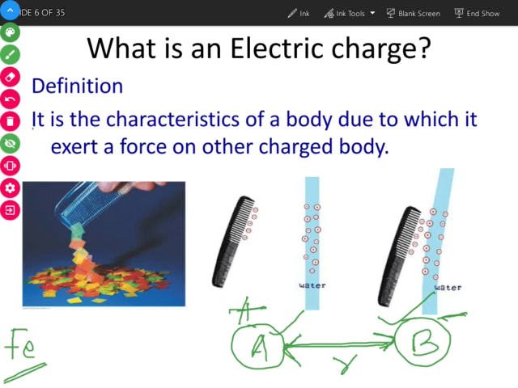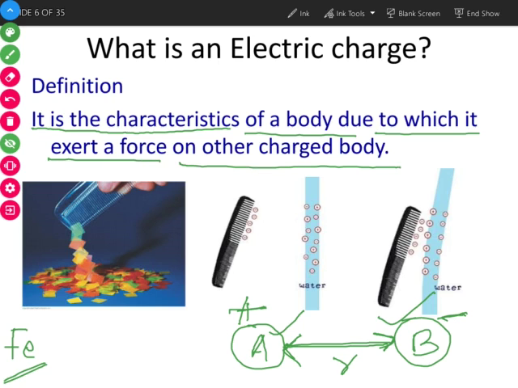Now we can define electric charge on the basis of this. It is the characteristic of a body due to which it exerts a force on another charged body. If there is no charge, there is no electrostatic force. If there is a charge, they start exerting force on each other. So it is the characteristic of the body due to which it exerts a force on the other charged body, or it may experience a force due to another charged body.